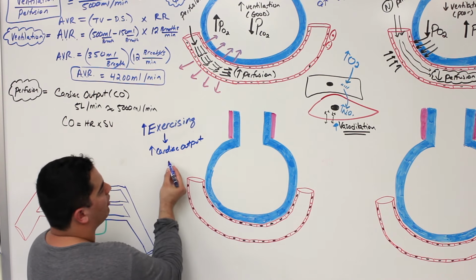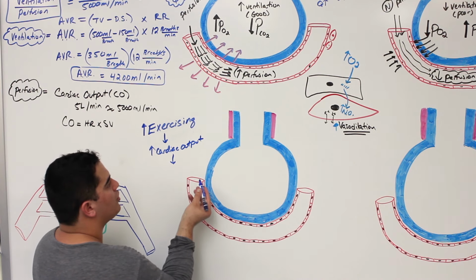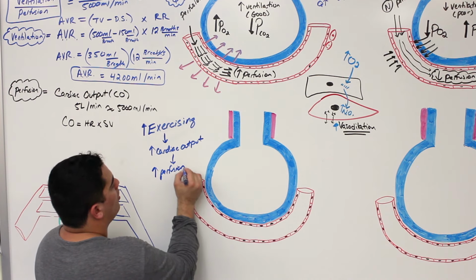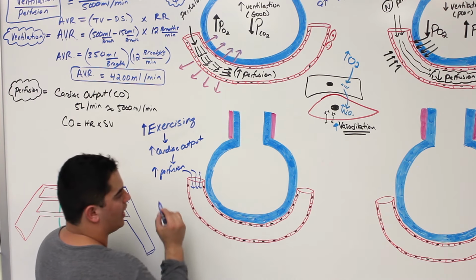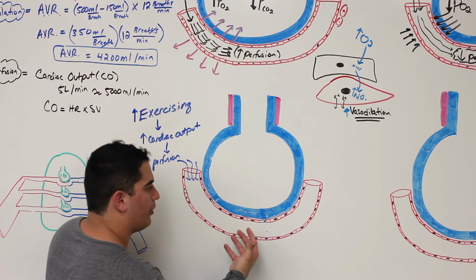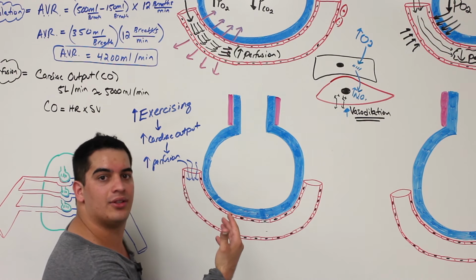What does that mean for the perfusion then? Well, we said that cardiac output is kind of the definition of our perfusion in this case. There's going to be an increase in perfusion. Whenever there's an increase in perfusion, there's more blood flowing through this area. If there's a lot of blood flowing through, there's going to be a lot of gas exchange. What do I mean?